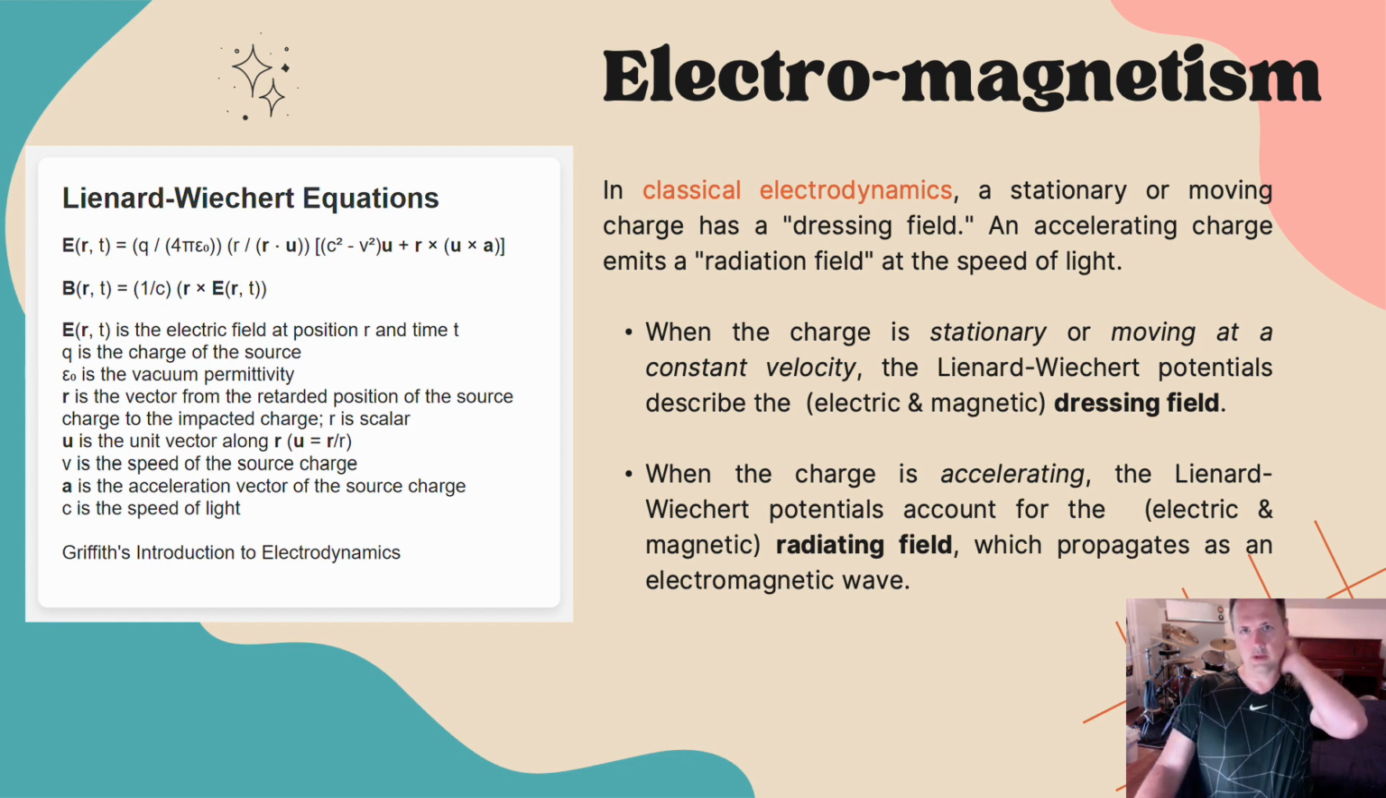So basically a stationary or moving charge has a dressing field that just kind of hangs around it, and an accelerating charge emits a radiation field at the speed of light. So when the charge is stationary or moving at constant velocity, Liénard-Wiechert potentials describe the electric and magnetic dressing field. And when the charge is accelerating, these same equations account for the electric and magnetic radiating field, which propagates as an electromagnetic wave, and at certain frequencies it is visible light.